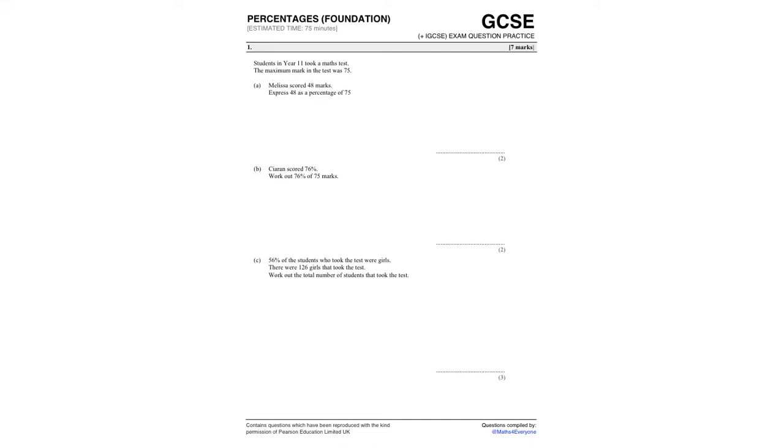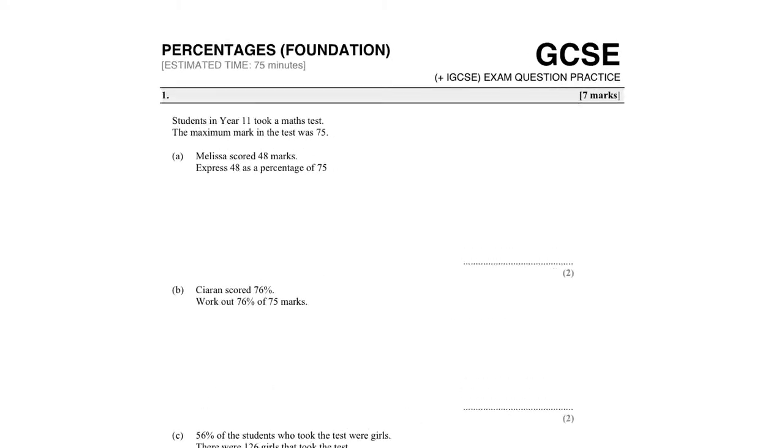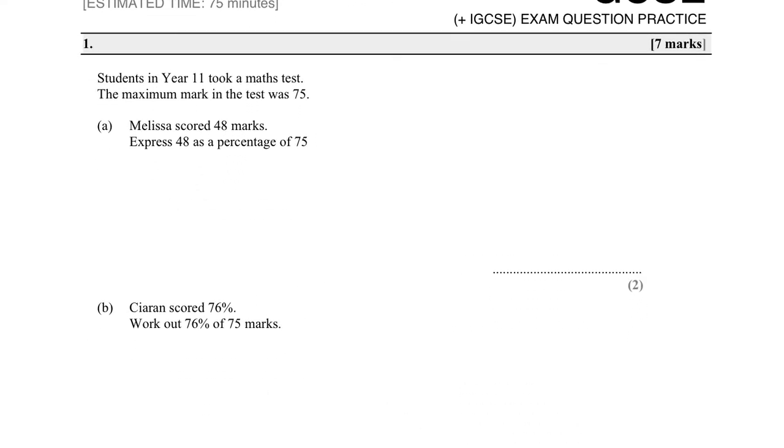Okay, so welcome to percentages. So, foundation percentage questions. So these are the easier type of percentage questions. Okay, so here we go. So we should be able to do this. It's a really quick recap of what we can do.